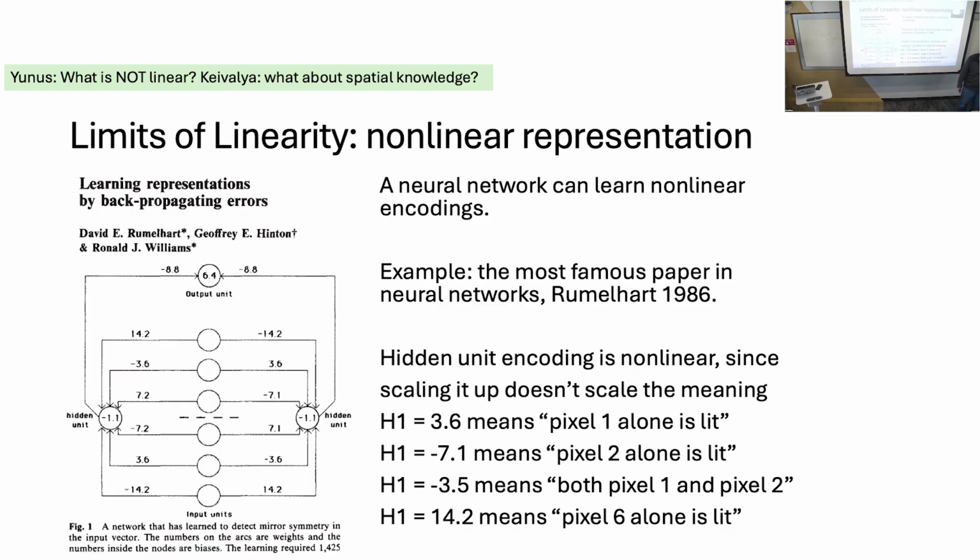So yes, you can definitely have nonlinear encodings. My clearest example is actually from the oldest neural network paper in history. Who's ever heard of the Rumelhart, Hinton, and Williams paper? Anybody ever heard of this paper? Okay. My own grad students have heard of it because I make them read it. This is the first neural network paper ever. This is what won Geoff Hinton the Turing Award. It's where they basically told everybody you can train neural networks using backpropagation.